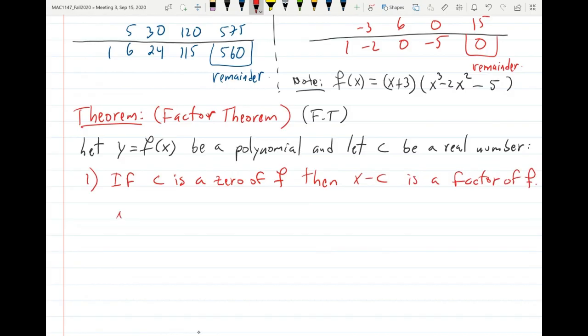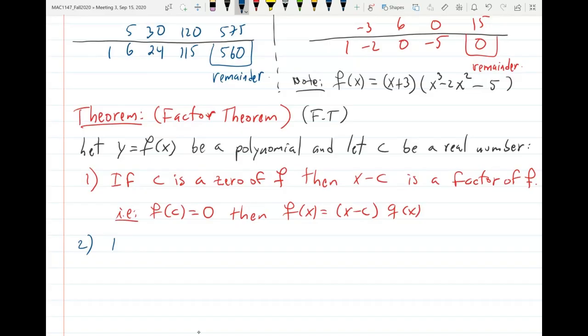So what this means is that if you plug in c and you get 0, then you can conclude that f of x can be written as x minus c times something. That something, we call it q. How do you find it? Well, you divide. You do division by x minus c, and you're going to find the quotient. Okay. Now, the other statement is that this also works backwards.